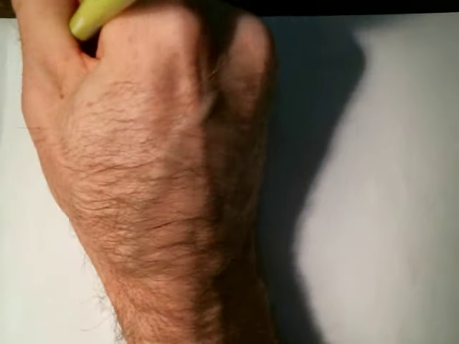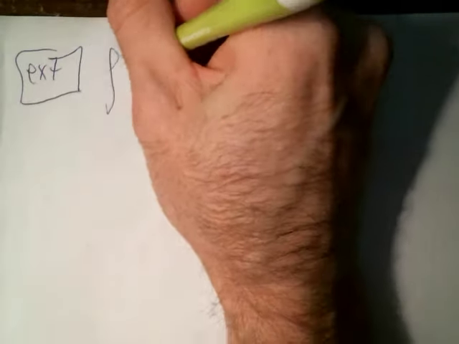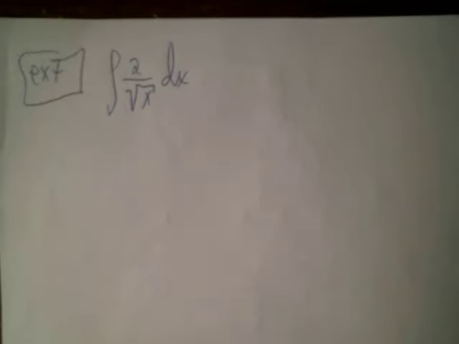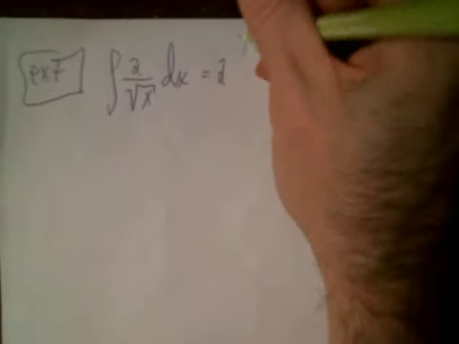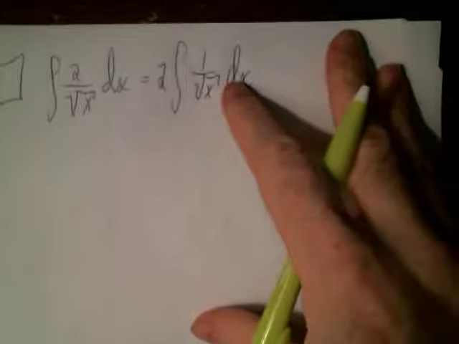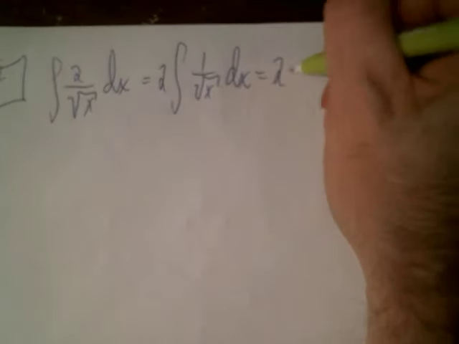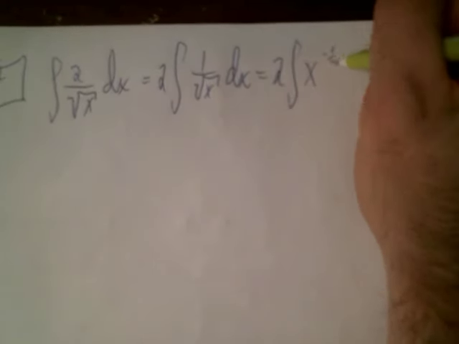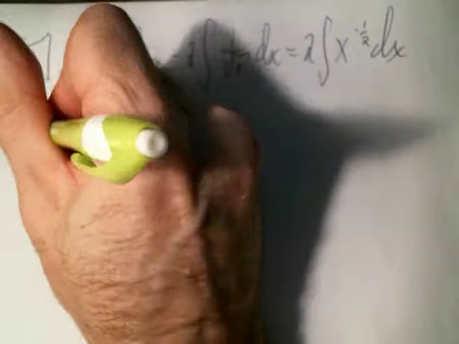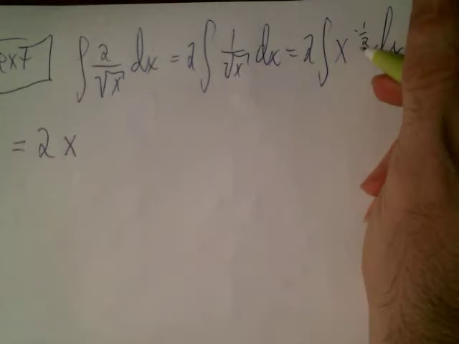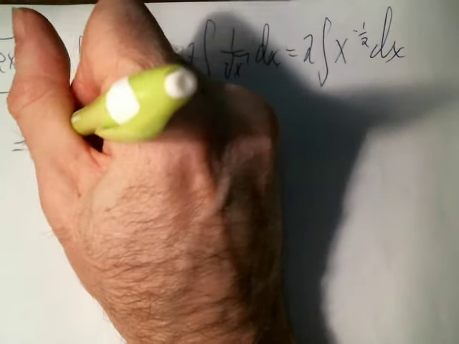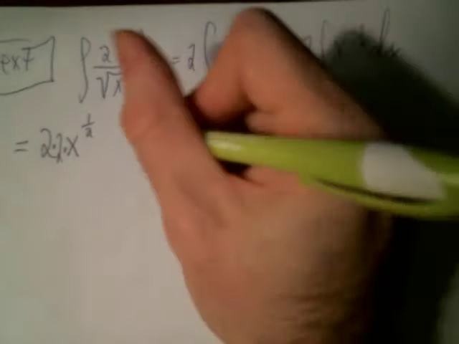Let's look at example 7. The integral of 2 over root x dx. Factor out that 2, so you have 2 times the integral of 1 over root x dx. Rewrite with a rational exponent: 2 integral of x to the negative 1/2 dx. Power rule. So 2 times x to the negative 1/2 plus 1 is 1/2, and then divide by 1/2, which is the same as multiplying by the reciprocal of 1/2, which is 2.